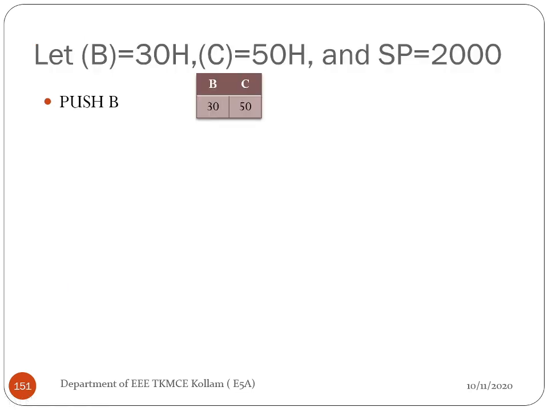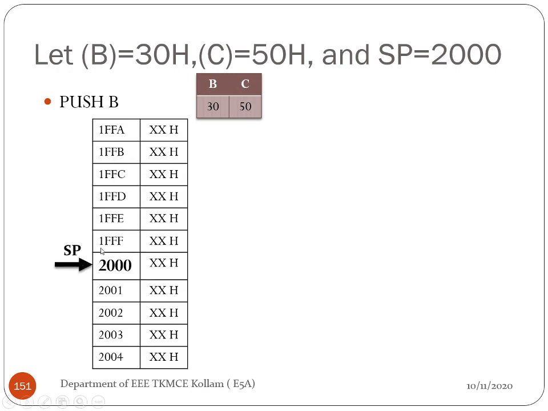Let's consider one example. Initially B contains 30 and C register contains 50, and the stack pointer is pointing to this location by means of the instruction LXI SP, 2000. After execution of the PUSH B instruction, what is happening? Let's see. So B contains 30 and C contains 50. So this is SP, the stack pointer.